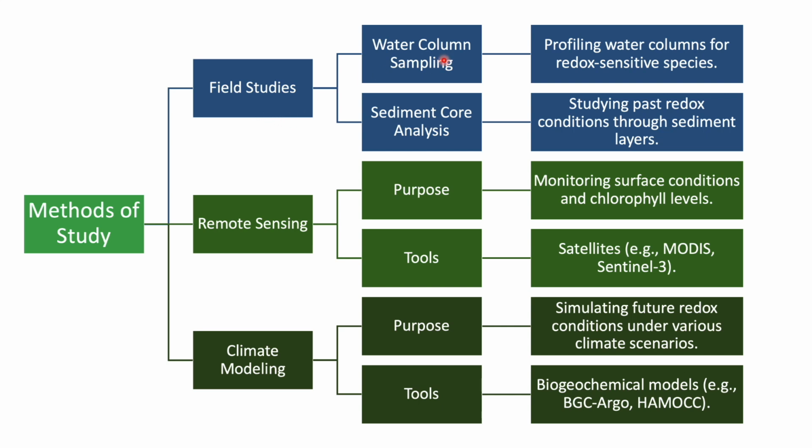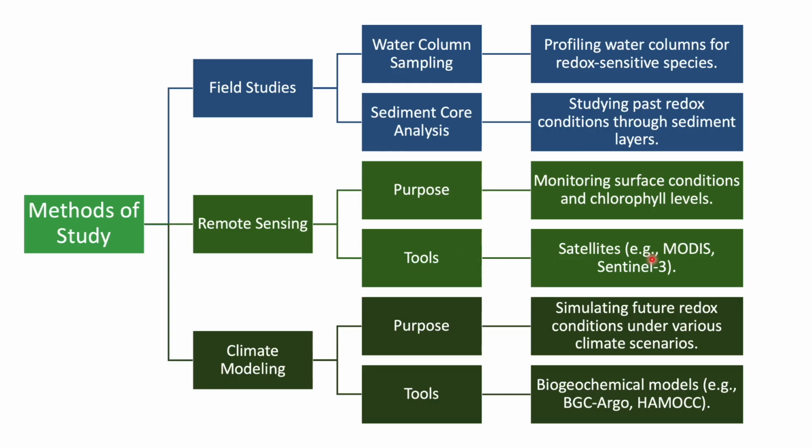In the field studies, people use water column sampling. So here, profiling of water columns for redox sensitive species, people will do the analysis. Or sediment core analysis, where the scientists study the past redox conditions through sediment layers. And remote sensing can be used for monitoring the surface conditions and chlorophyll levels. There are various research reports explaining how chlorophyll formation can be measured using remote sensing. And here satellites are basically used.